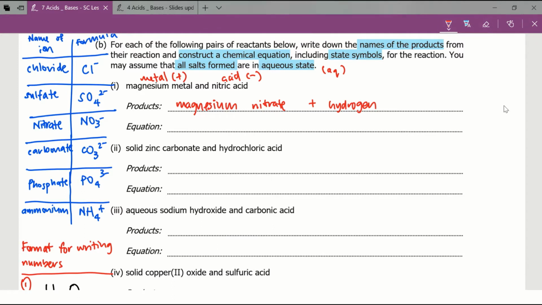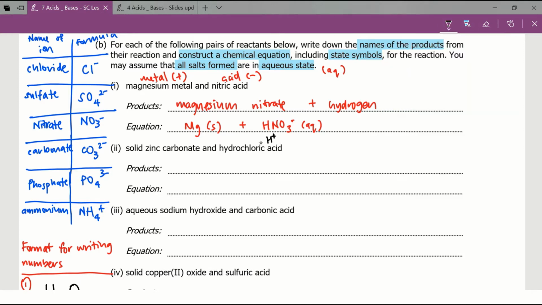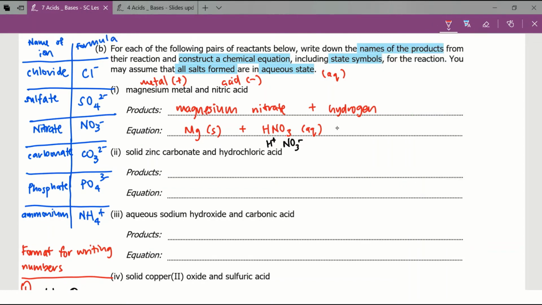So what is the equation? Okay, so we have magnesium metal. Metal is a solid state, plus nitric acid, that is HNO3. All acids are aqueous. So for the acid we have H plus and NO3 minus. That's why I got HNO3. And what are my products? So remember, this is an arrow, not an equal sign.